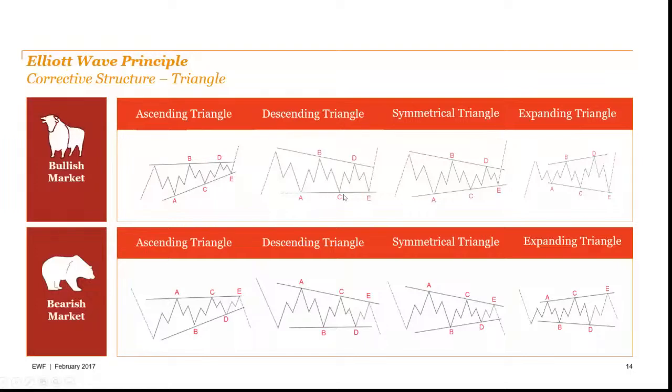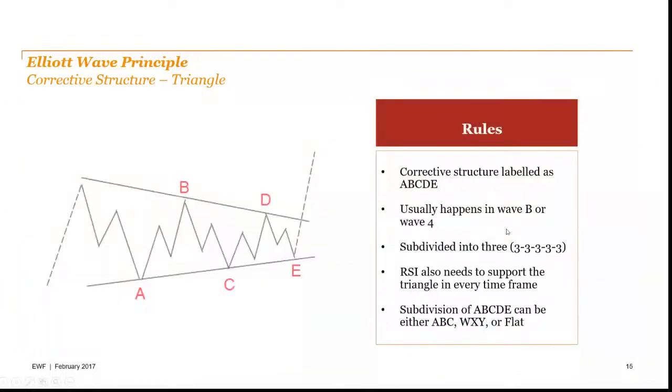And then lastly, a symmetrical triangle usually happens in wave 4, in a 1, 2, 3, 4, 5 impulse, right? Wave 4 can be any corrective structure. So it can be a triangle, it can be an ABC flat, it can be an ABC zigzag, or it can be a double zigzag or double 3. So typically wave 2 and wave 4 in an impulse structure can be any corrective structure.